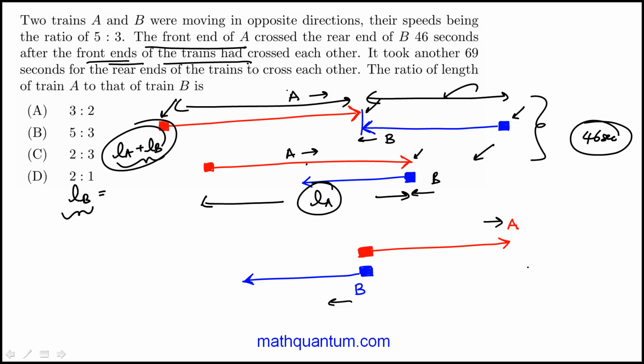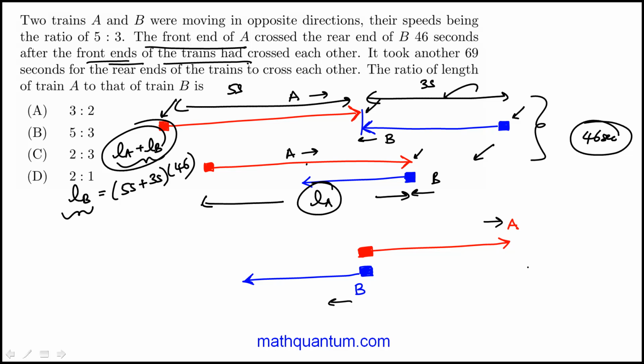Now, if the speeds are in the ratio of 5 to 3, that is, if the speed is, say, 5s here and 3s for B, then the length traveled would be the sum of their speeds, because they're traveling in opposite directions, times 46. So that's our first relationship.